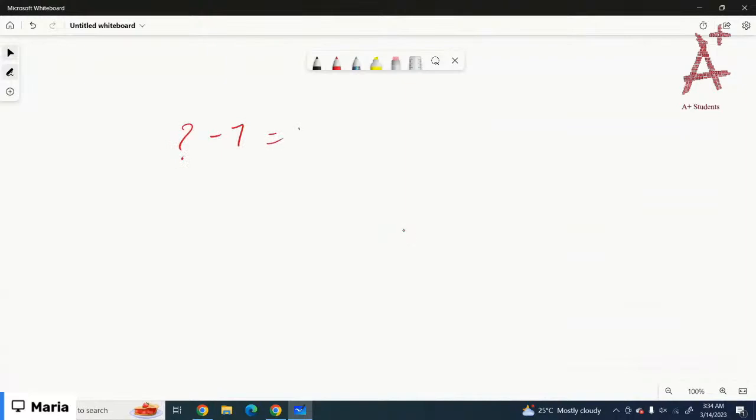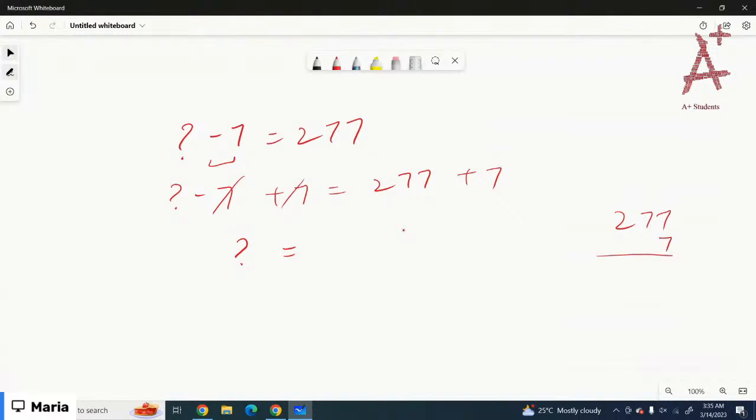Missing number minus 7 equals 277. So just add 7 to both sides, because here 7 is being subtracted. The opposite of subtraction is addition, so add 7 to both sides. Here 7 minus 7 is 0. You are left with just the missing number, and just add 277 and 7.